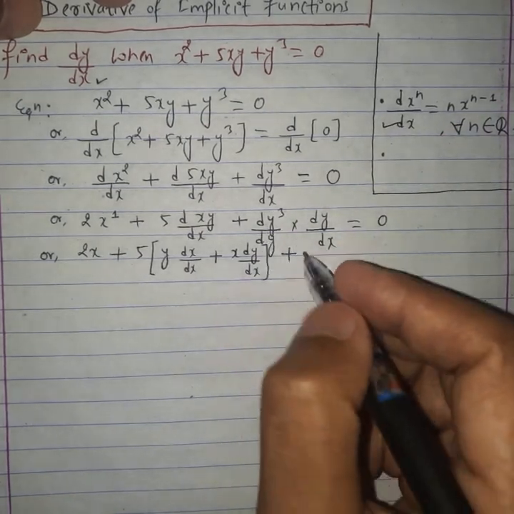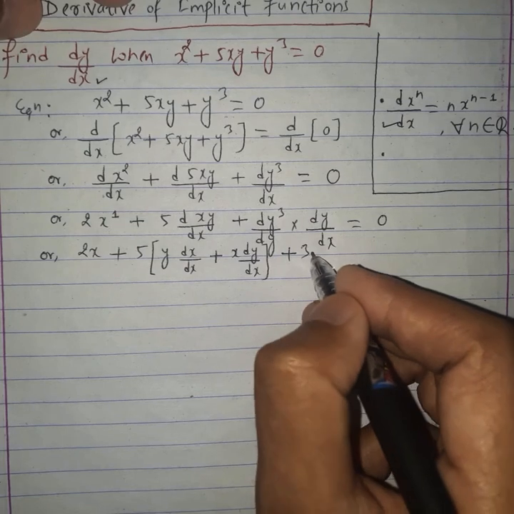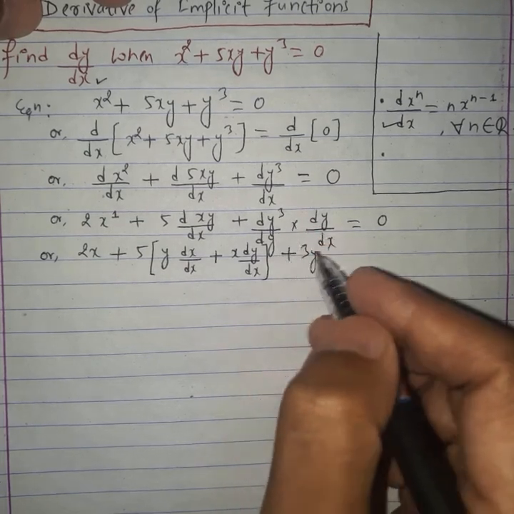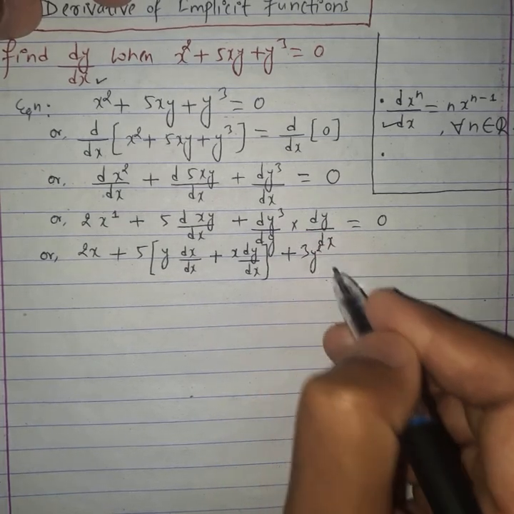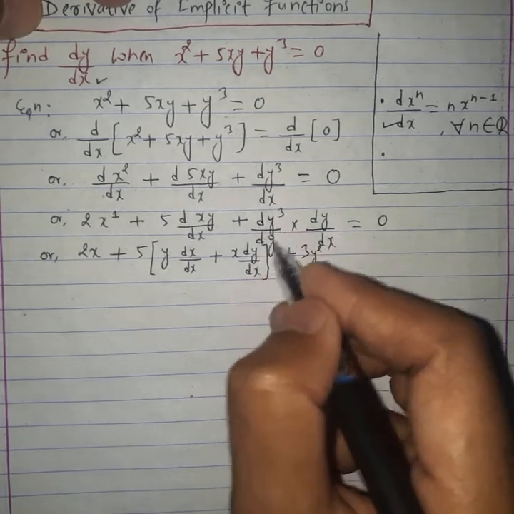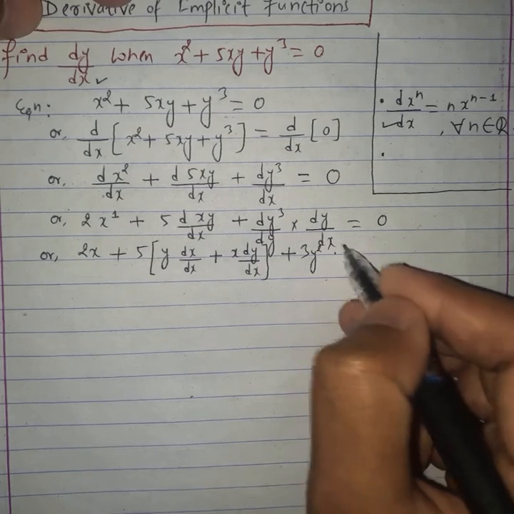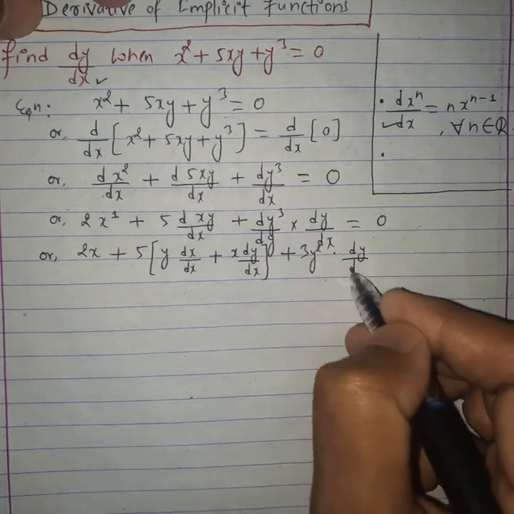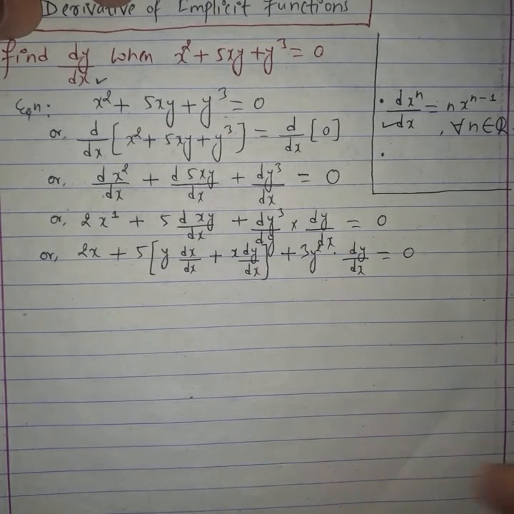Here the power is 3 times y raised to the power 3 minus 1. 3 minus 1 gives 2, so 3y square. This is just 3y square times dy over dx. This is equal to 0.